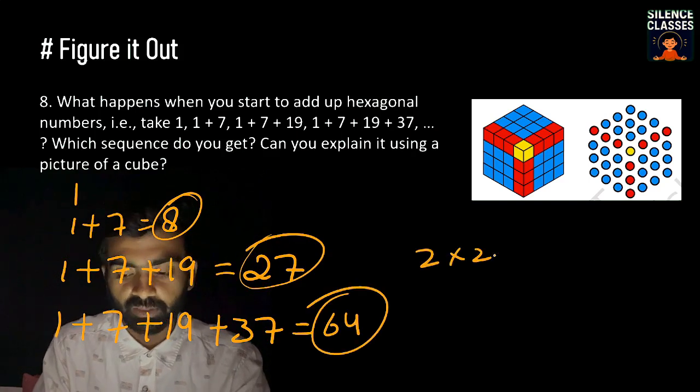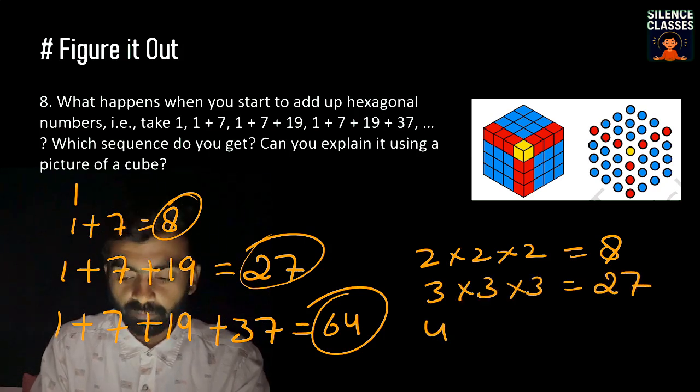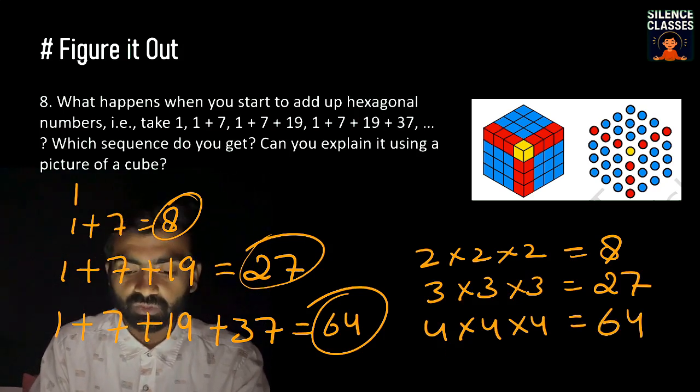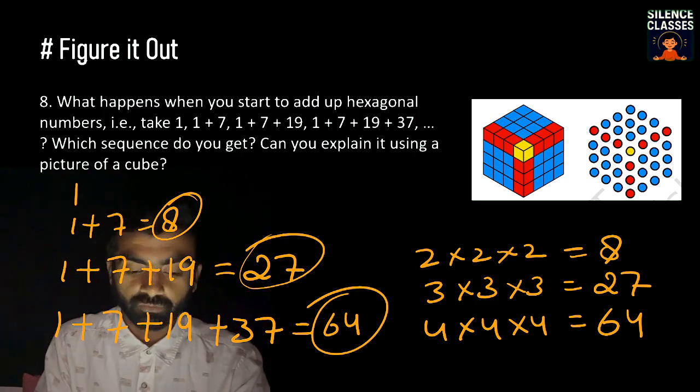2 multiplied by 2 multiplied by 2, we will get 8. 3 multiplied by 3 multiplied by 3, we will get 27. 4 multiplied by 4 multiplied by 4, we will get 64. So these are the cube numbers. Okay, so which sequence do we get? We got the cube numbers.